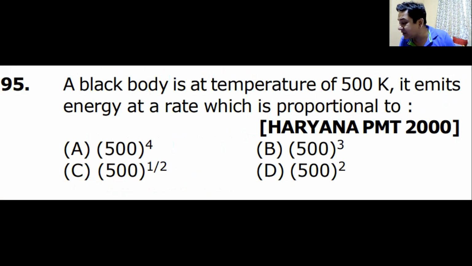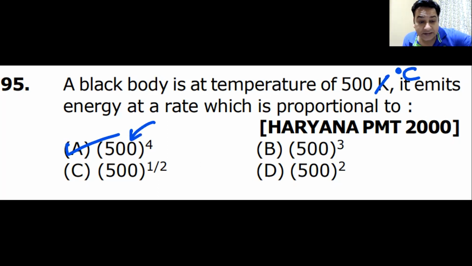Question number 95 from your sheet. A black body is at a temperature of 500 Kelvin. It emits energy at a rate which is proportional to... It's a straightforward question. I can't see your hands, but I assume that you are saying it is number 1, 500 raised to the power 4. The only thing they could have done is that instead of Kelvin, they could have written degree Celsius, and then the answer would be 773 Kelvin. Do we understand this? Remember, it is proportional to absolute temperature raised to the power 4 and nothing else.